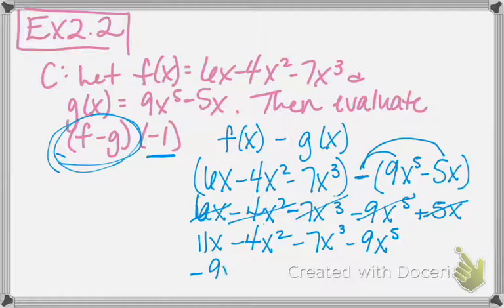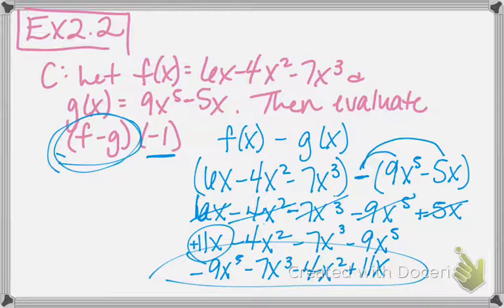So this will be negative 9x to the 5th minus 7x cubed minus 4x squared plus 11x, because this is a positive 11. So technically there's a plus in front. So this is our standard form right here. It's beautiful. We have to plug in that -1, and you can do that in the calculator and get your final answer. Again, just make sure you use parentheses any place you plug in a -1.